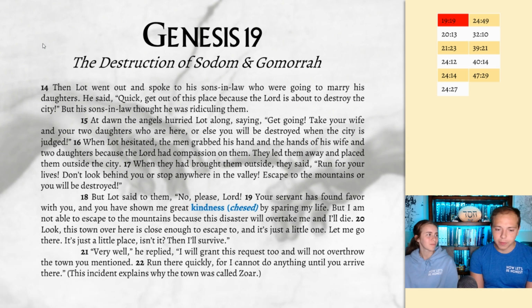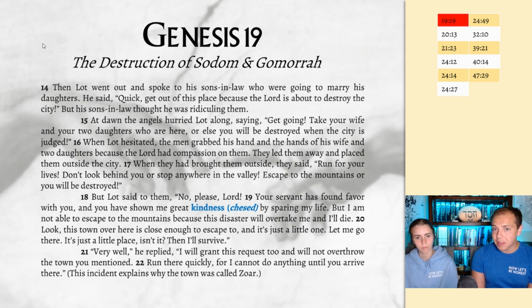But yeah, that's true. And so at dawn, the angels hurried Lot along, saying, get going! Take your wife and your 2 daughters who are here, or else you will be destroyed when the city is judged. So get out of here. When Lot hesitated, the men grabbed his hand and the hands of his wife and 2 daughters, because the Lord had compassion on them. And so we notice why this is going on.